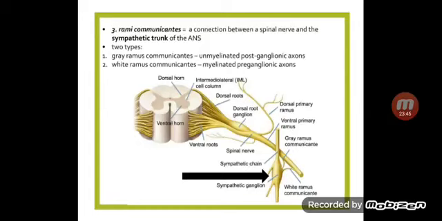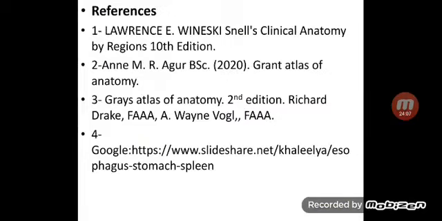If we look at this drawing, the black arrow points to the ganglion. This is the sympathetic ganglion. It gives white ramus and gray rami communicantes distributed through the spinal nerves to supply the viscera. And thank you for today. Thank you for your listening.